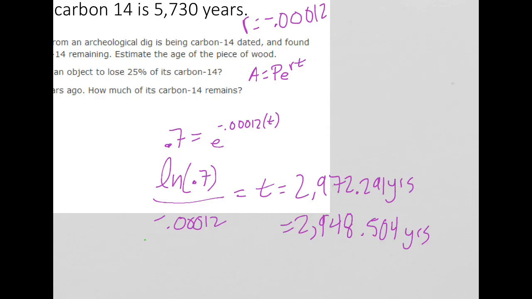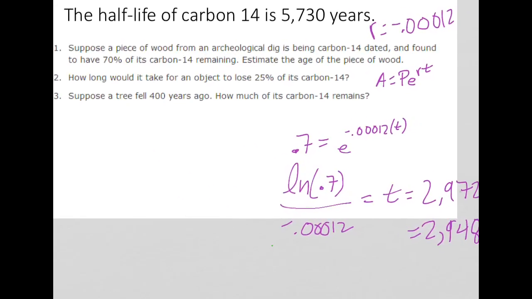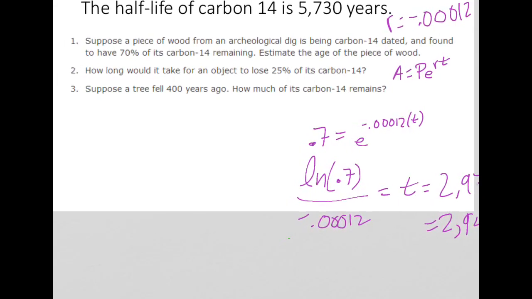But if you go exactly, you get 2,948.504 years, which is fairly significantly different. We're talking about, like 25 years here or something. So again, store that variable. But we have found the estimated age of that piece of wood.